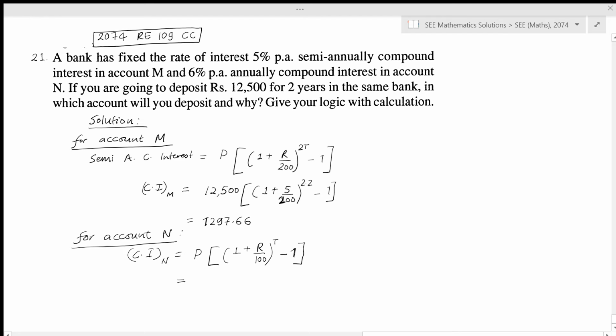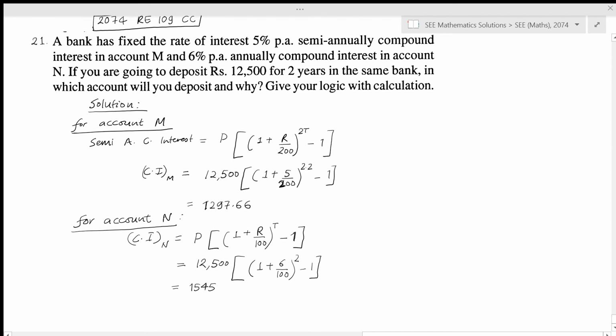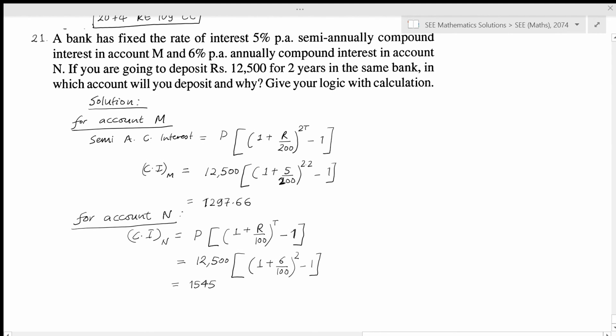So again, put the formula here. We are going to deposit the same amount, 12,500, and for this case we are paid 6%, right? So 6% for 2 years, and if we do the calculation here, it will give us 1545, right? So after 2 years, we clearly see that account N pays better than account M, right? So we can clearly see the difference, and we have to write the conclusion here.